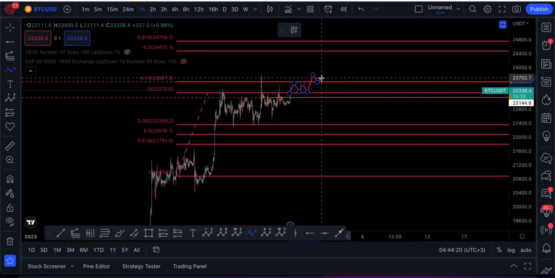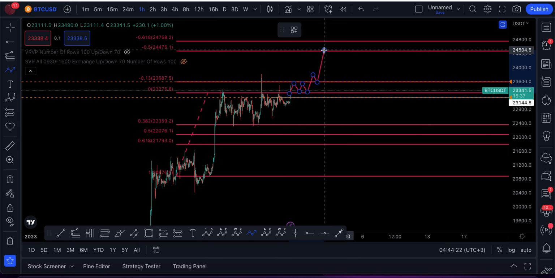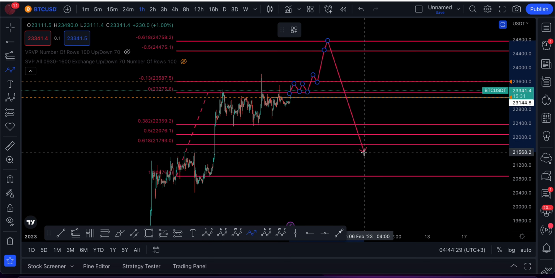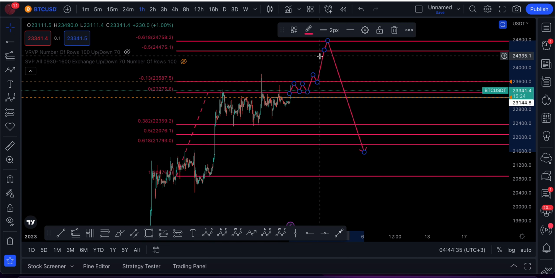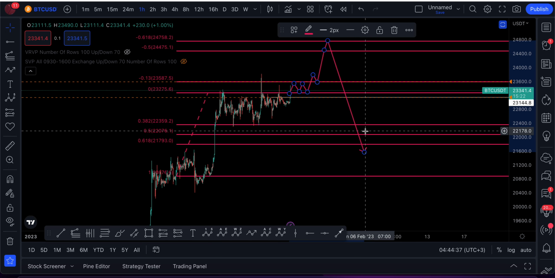If we can turn that into support, I'm about 80–90% sure that we're going to reach or touch the 24,000 area. And from there, that's when I'm expecting price to give us a retracement. But even then, I wouldn't be quick to say we're going to drop.